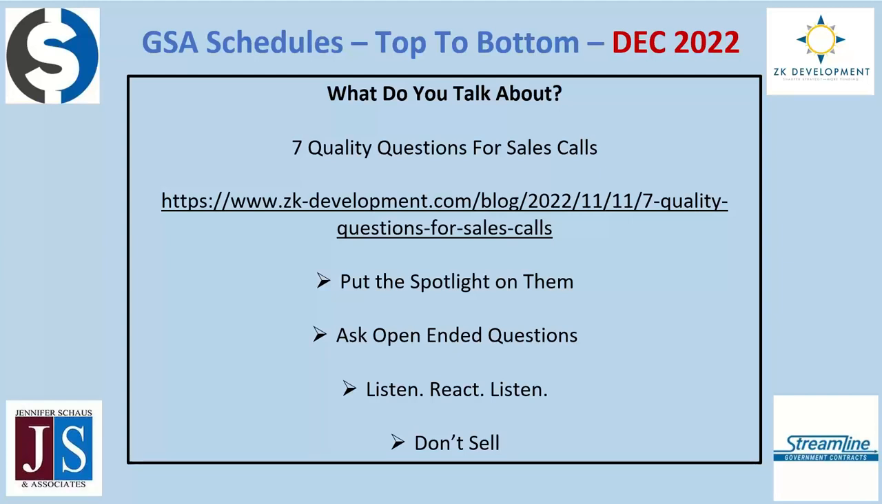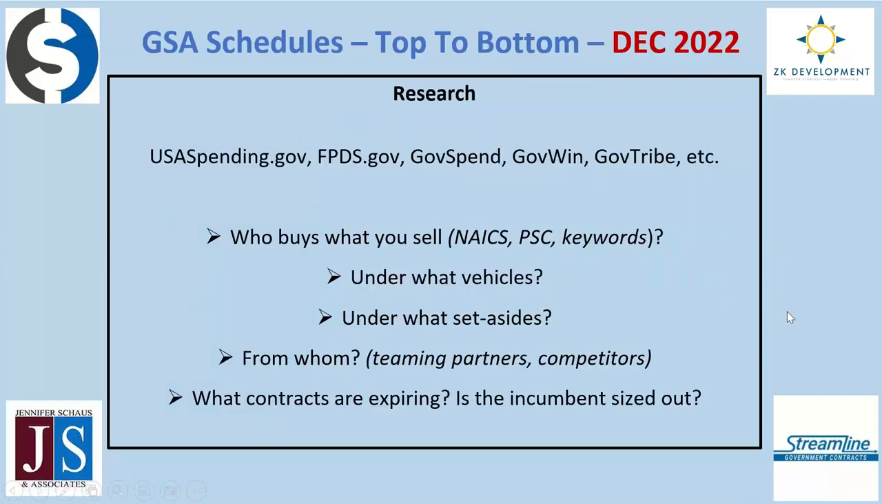Next slide, just a couple of things about data. I'm a data nerd too. I just love data. Make sure you're accessing the FPDS data, which runs through USAspending, FPDS, GovSpend, GovWin, GovTribe. There's a bunch of ways that it can get sliced and diced. I'll say the proprietary ones where you have to pay a subscription are better. They're just set up so you can do your job better on these. Make sure you're utilizing it.